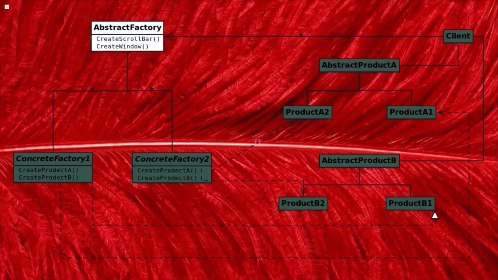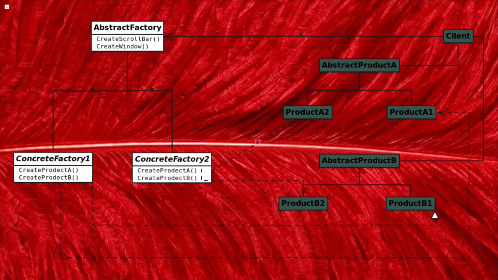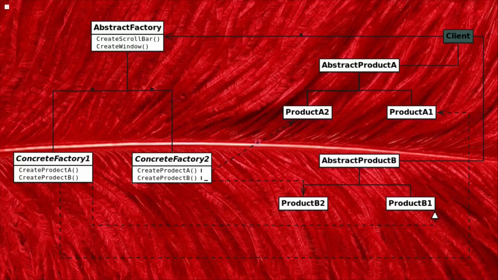UML. Abstract Factory declares an interface for operations that create abstract product objects. Concrete Factory implements the operation to create concrete product objects. Abstract Product declares an interface for a type of product object. Concrete Product defines a product object to be created by the corresponding Concrete Factory. Client uses only interfaces declared by Abstract Factory and Abstract Product classes.